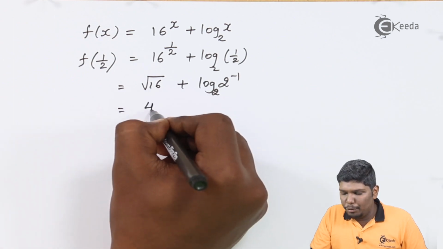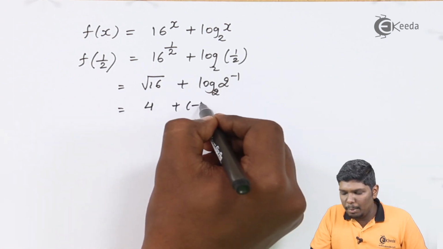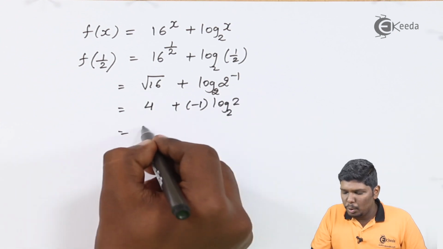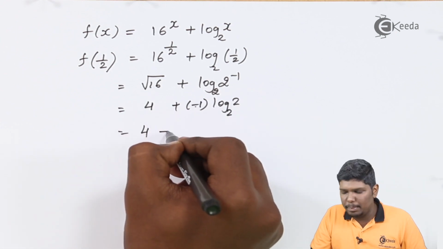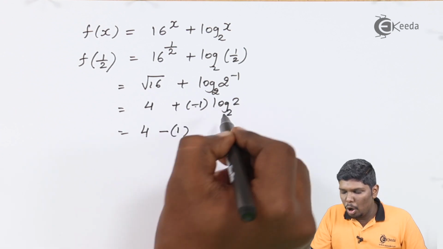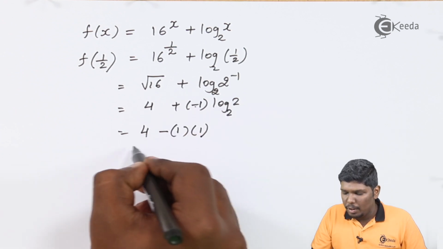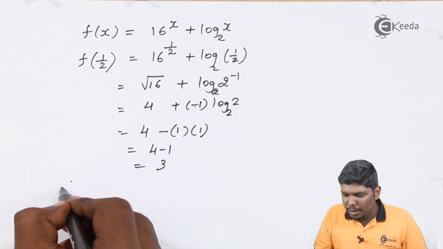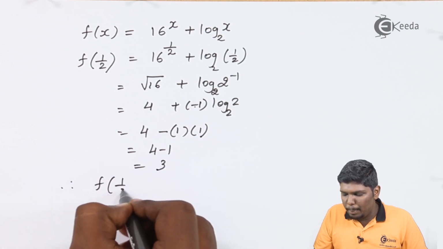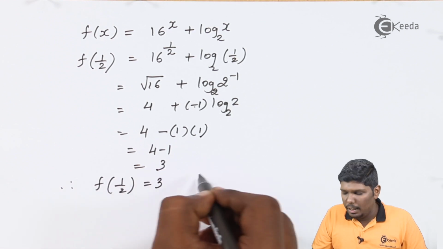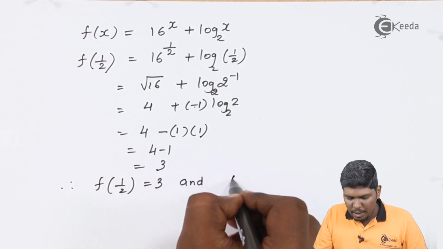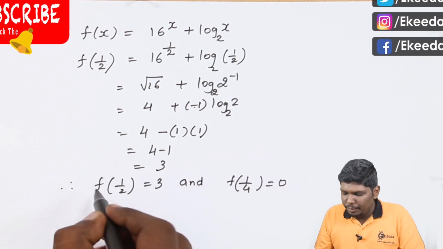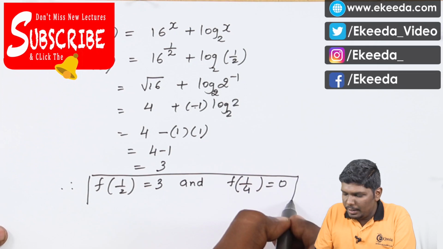Square root of 16 becomes 4, plus minus 1 will come down. This will be log 2 to the base 2. So 4, this becomes plus into minus, minus 1 as it is, log 2 to the base 2 is again 1. So 4 minus 1 will give you 3. Therefore, we have the final answer: f of 1 by 2 is equal to 3. And previously, we found out that f of 1 by 4 was 0. So this is our final answer.